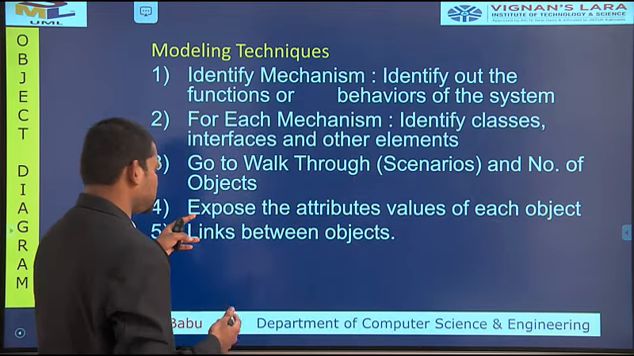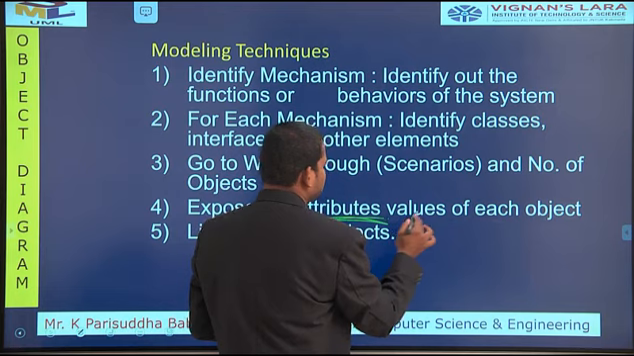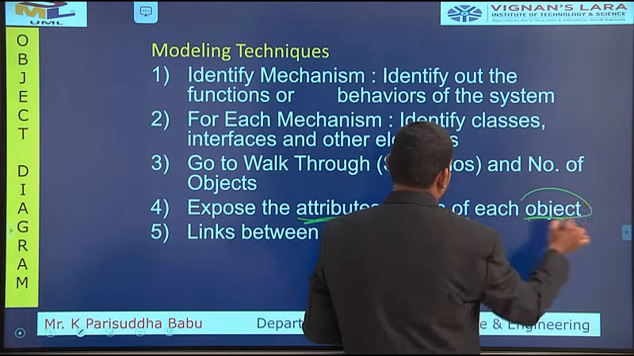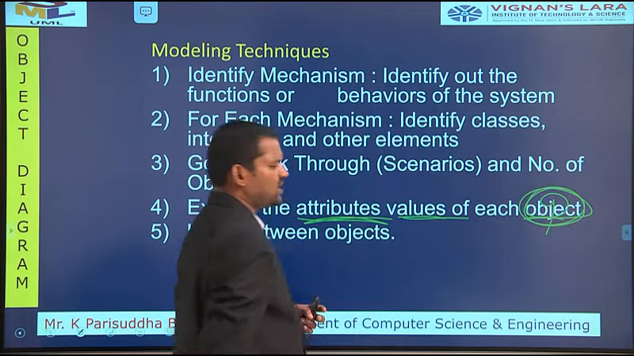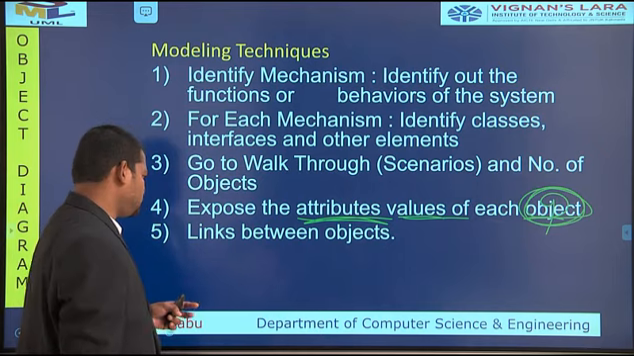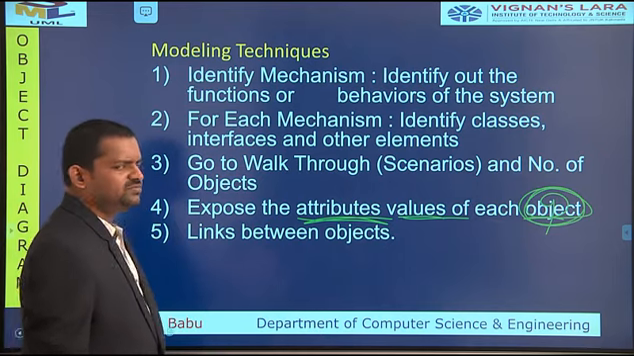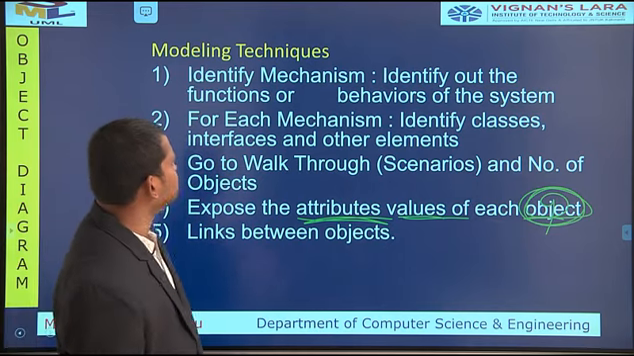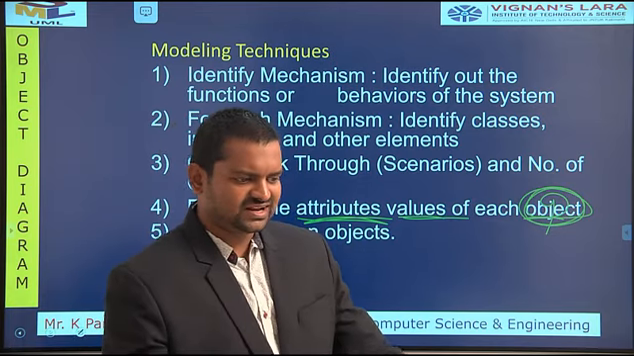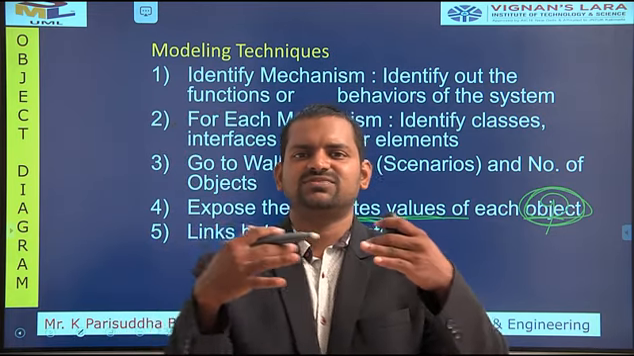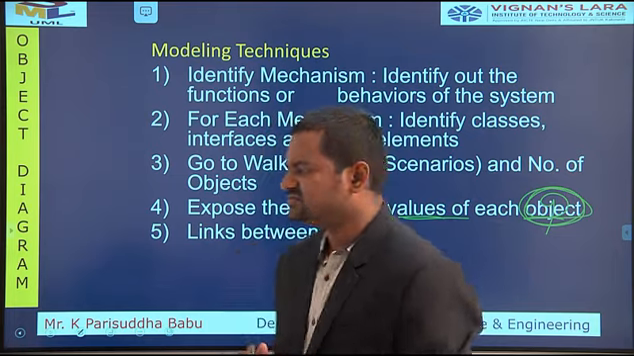The third point is to expose the attribute values of each object. For each object you have to expose the values and the links between the objects. That is called a relation. You assign the relation between the objects.